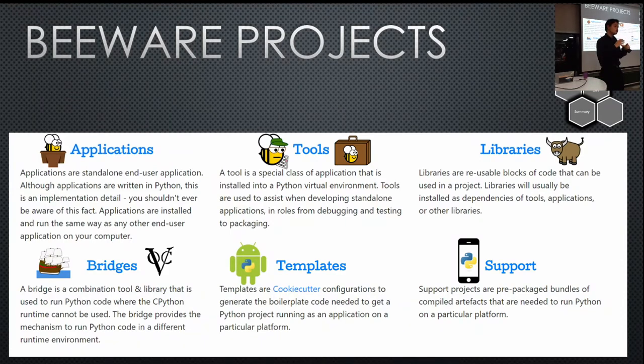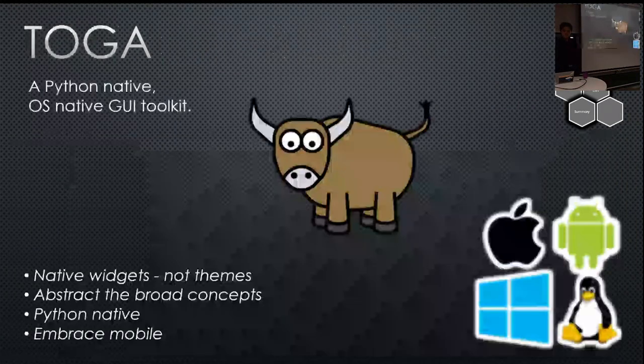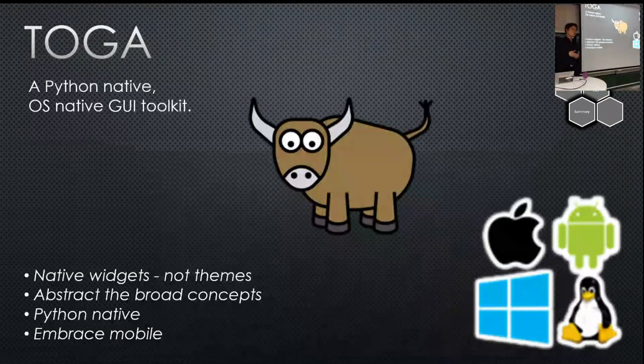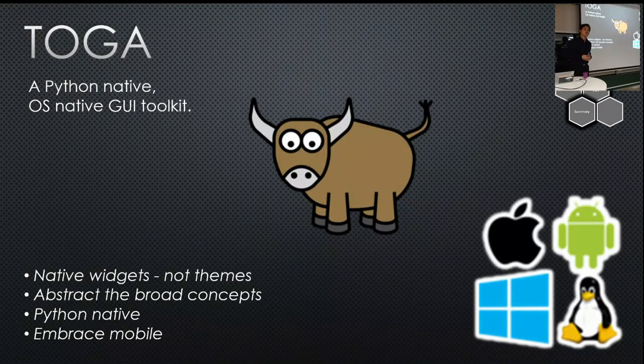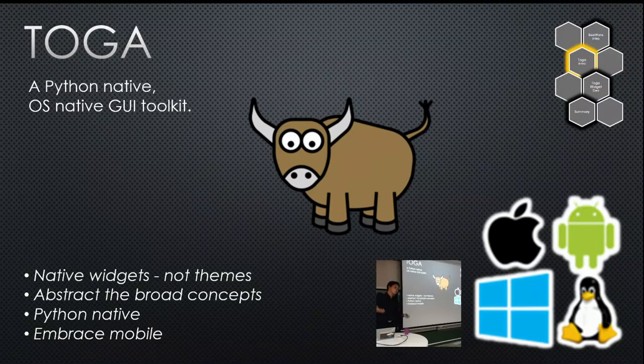So when you deploy to an Android application, basically it uses a cookie cutter so that it will generate the Android Studio project so that it will be able to deploy on the Android platform. And then, of course, there are other supports if it's intended for Mac OS and so on and so forth. But for this session, we'll dig more into Toga because that's where I contributed during the sprints during the conference. So what is Toga?